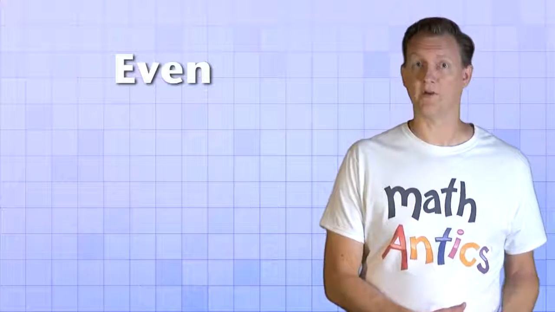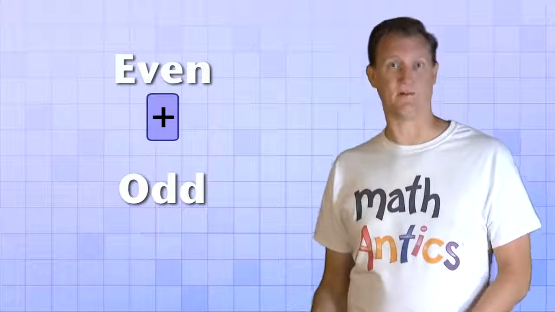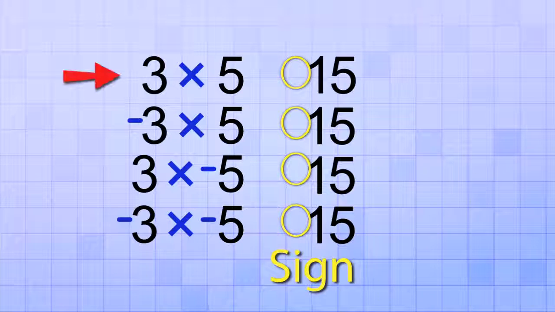If there's an even number of negative factors, the answer will be positive. But if there's an odd number of negative factors, then the answer will be negative. So in the first problem, we don't have any negative factors, so our answer is just going to be positive 15, which we already knew.